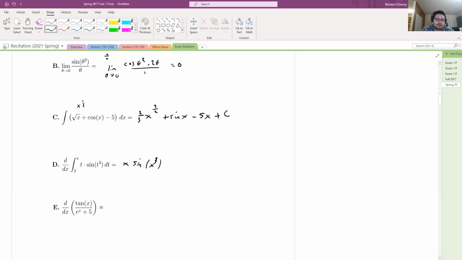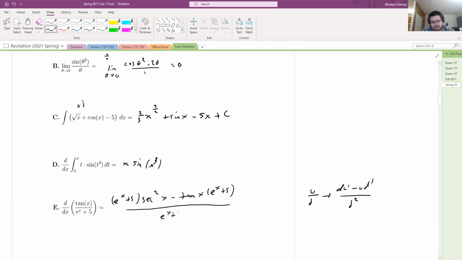For part E, this is quotient rule. So you just have to remember how to do quotient rule, which I will remind in case anyone forgot. Denominator times numerator prime minus numerator times denominator prime over denominator squared, or you could remember it in a variety of different ways, just as long as you get the order correct for the subtraction, you'll be fine. So this is e to the x plus 5 multiplied by secant squared x minus tangent of x times e to the x plus 5, and then all over denominator squared. Okay.